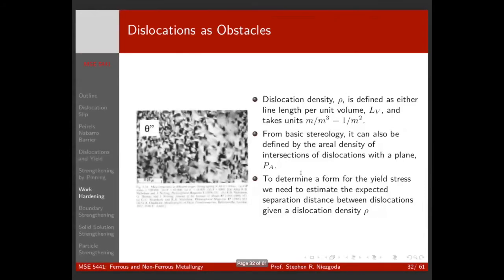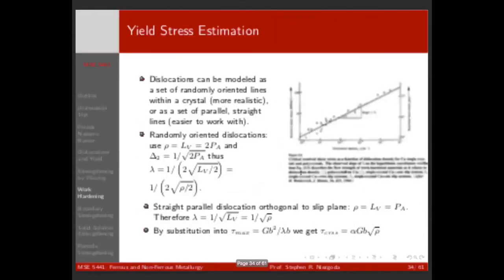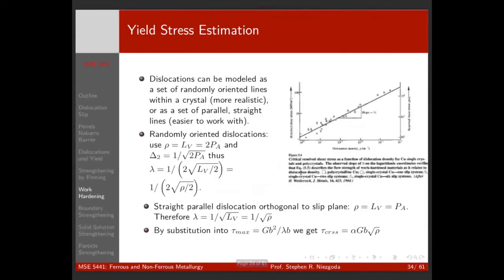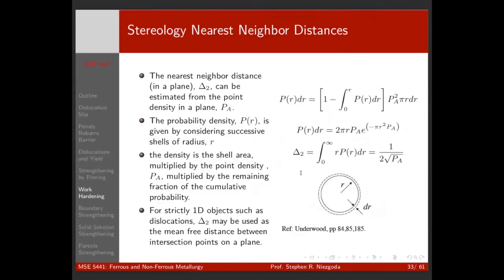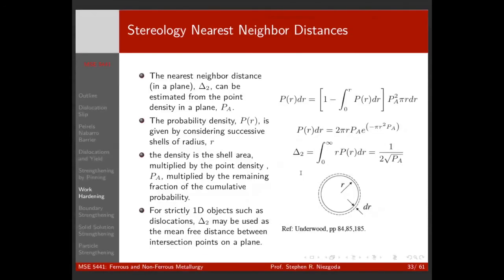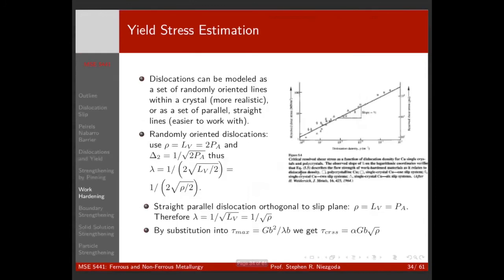Okay. So this next bit here is really just for your information. This is just how you can arrive at this square root rho dependence based on stereology. If you think about the distance between dislocations and the curvature and the amount of area swept out by a growing loop, it's not a hard calculation, so I threw it in there just for your interest.